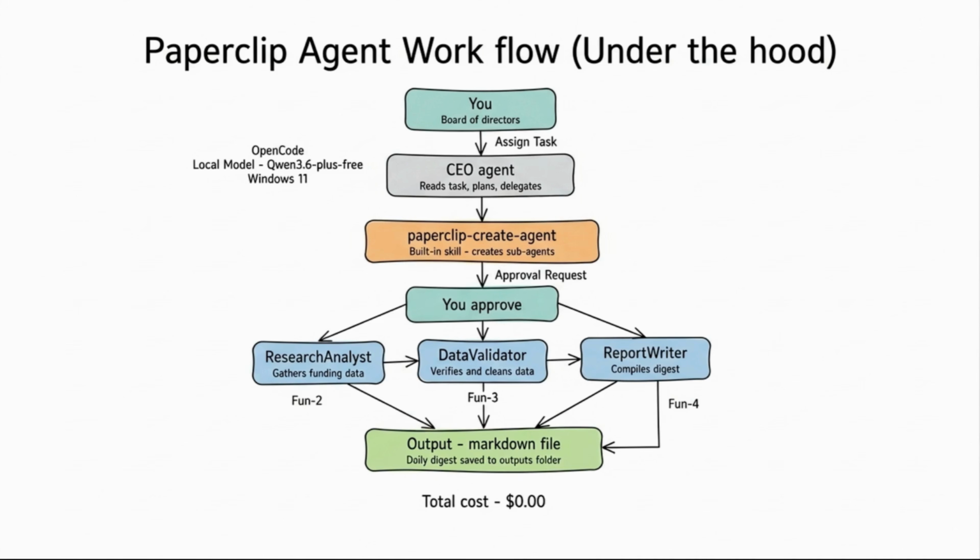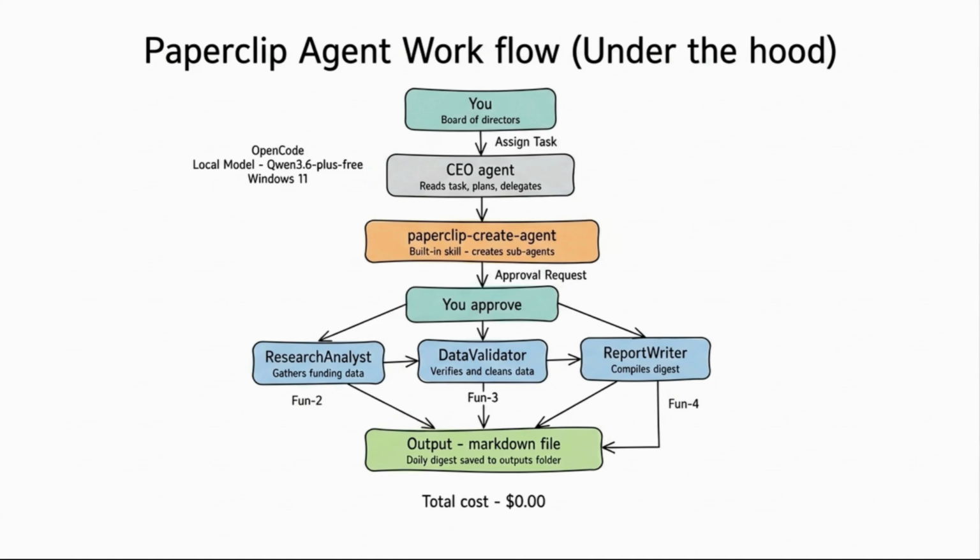Once the agent exists, the CEO automatically builds the pipeline. The research analyst gathers the raw data. Data validator waits, then verifies and cleans it. Report writer waits, then compiles the final digest. Sequential, dependent, fully automated. Every agent uses OpenCode as a runtime. Everything runs locally with 0 cloud usage and 0 API cost. When the job is done, the final output appears as a markdown file in the output folder.